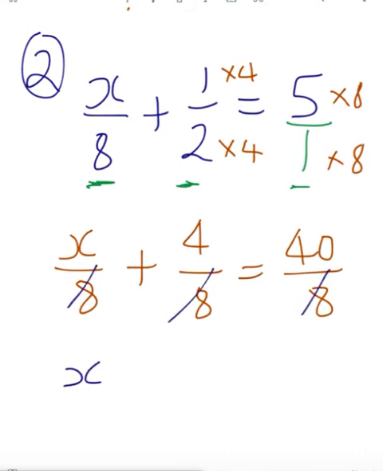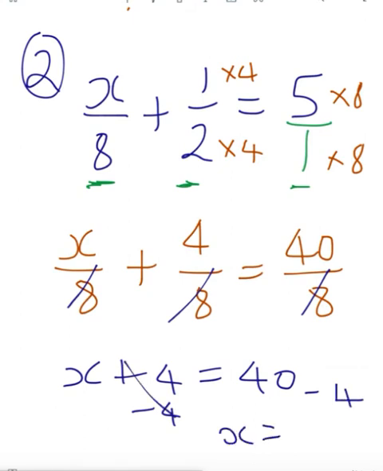So we have x plus 4 equals 40. And then I'll simply minus my 4 and minus my 4. That cancels out. So down here, x would equal 40 minus 4, which is 36. And that is our final answer.